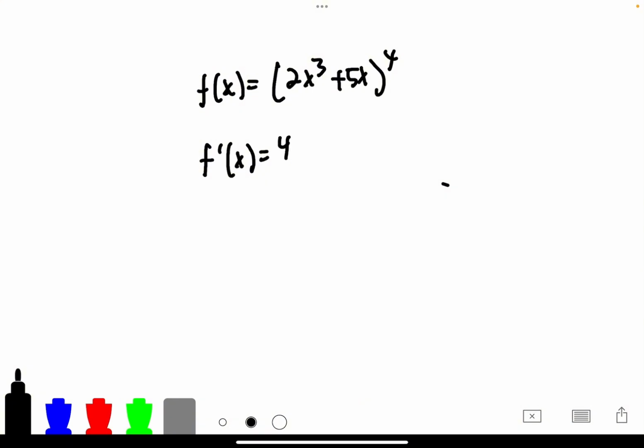So let's carry down the exponent 4, times 2x to the third plus 5x. Keep the middle function the same, or the original, and then you can find the derivative of the inside. Make sure you always subtract 1, because we know the power rule is n x to the n minus 1. So then this would be 6x squared plus 5. So you're basically done.